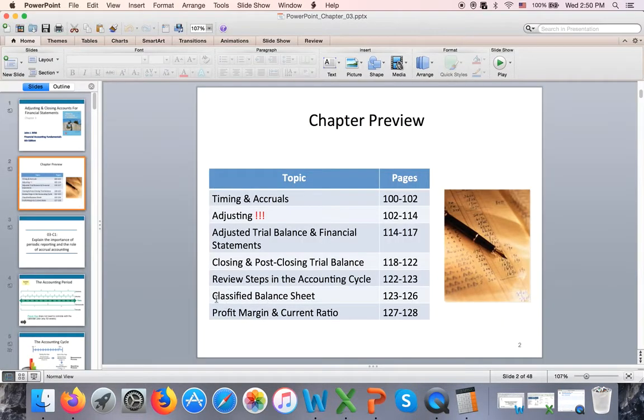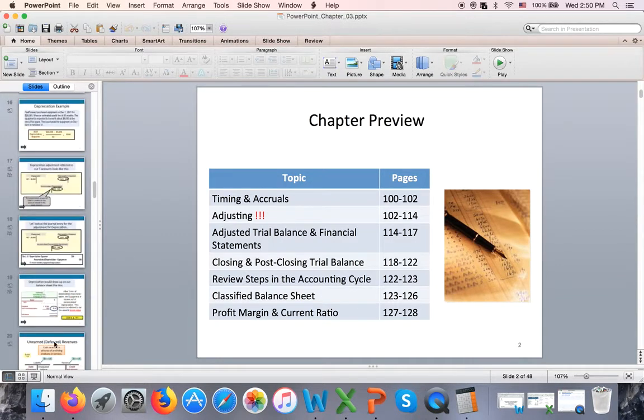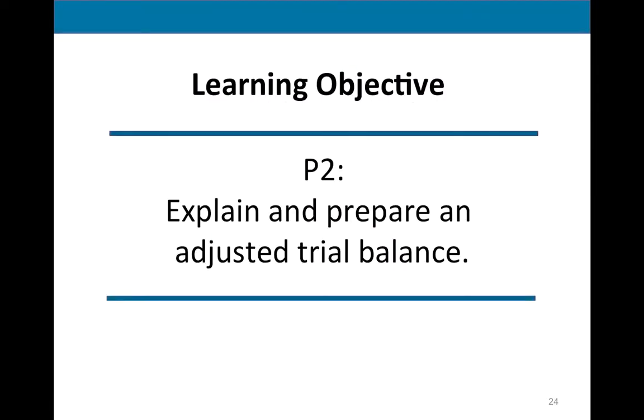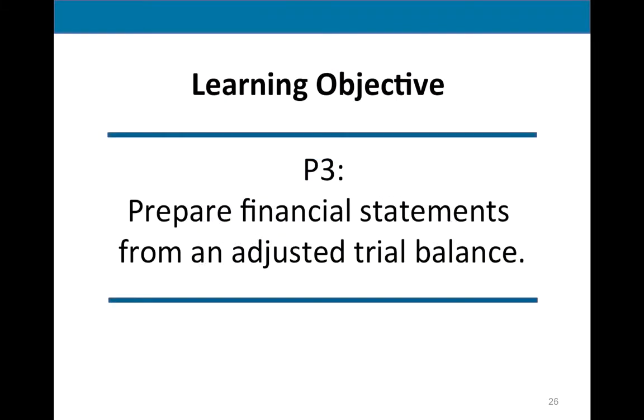Also, in this chapter, I will talk about the classified balance sheet and its components, and I will cover 2 ratios, the profit margin and the current ratio. So let me go to where we left. Right here. So we stopped right here. So let's continue. After we recorded, journalized, and posted the adjusting entries, we're going to prepare the adjusted trial balance. This trial balance reflects balances after adjustments. And then, based on the adjusted trial balance, we're going to prepare financial statements.